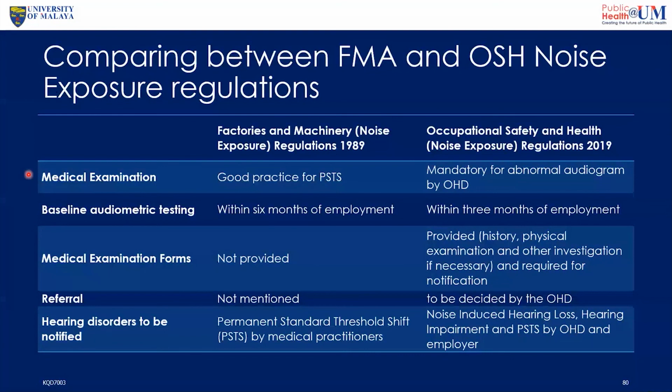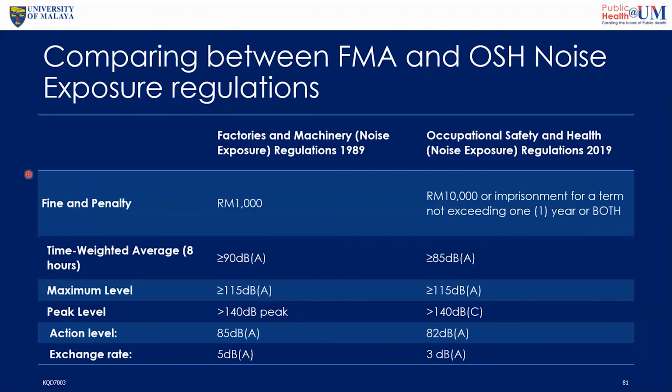Notification of hearing loss, hearing impairment, permanent standard threshold shift by the OHD and employer. So if there's noise-induced hearing loss, you've got to notify. If there's hearing impairment, you've got to notify. If there's permanent standard threshold shift, you've got to notify. So it's not just threshold shift, it's permanent standard threshold shift. All right. Penalty is 10,000 or imprisonment for a term not exceeding 1 year, or both. Time weighted average, the PEL is, as I mentioned, shifted from 90 to 85 dBA.